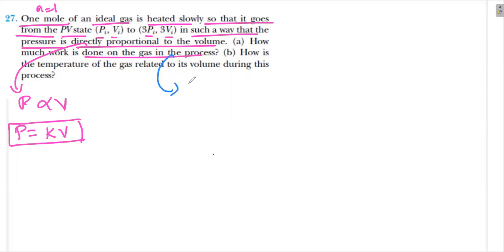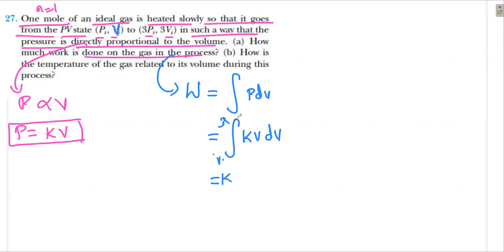Okay. So work done is integral PdV. So this will give me integral P is kV, some constant k, dV. So let's do this. K comes out. Let's say V initial is V and this is 3V. Let's just do it simply. So K comes out. So this will be integral V dV. Let's finish it off. V square by 2, integral V to 3V.